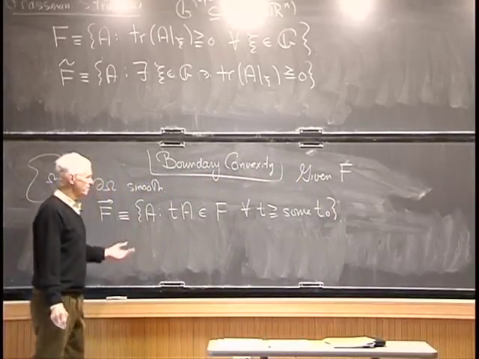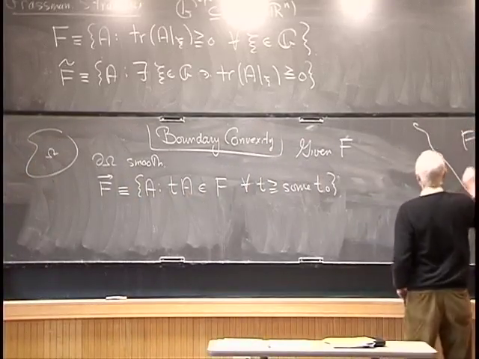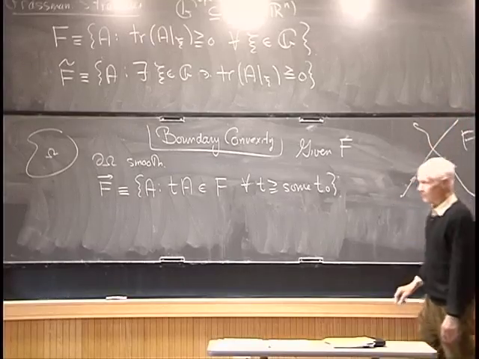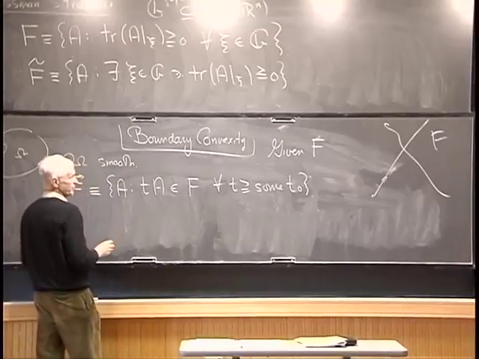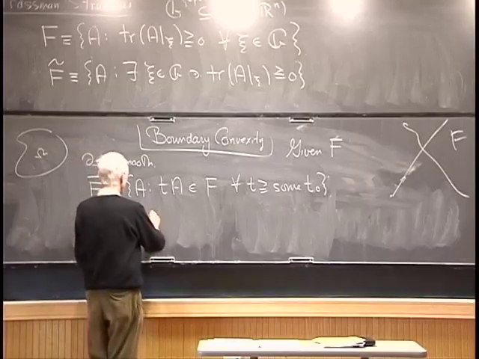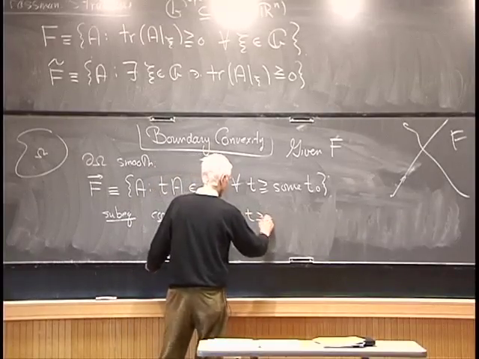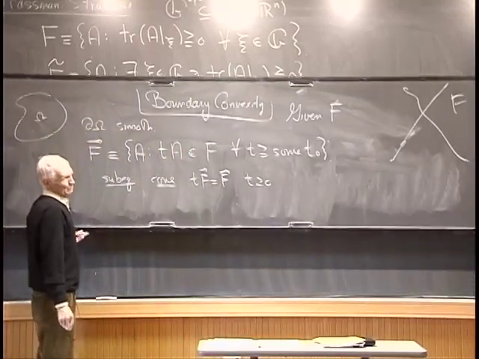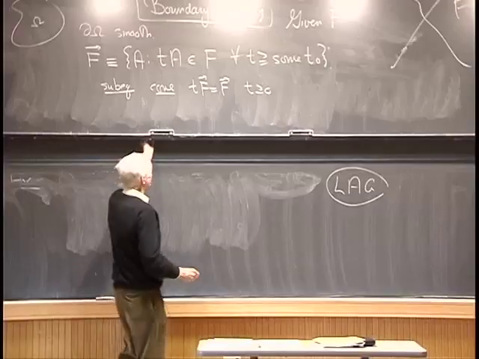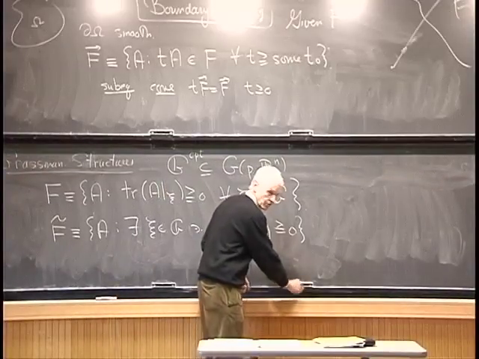Actually, you can take this cone from any base point. It doesn't have to be the origin, but I don't want to waste time. So you've got this set F out here somewhere, and you look at those A's which eventually lie in this subequation. This is called the asymptotic cone, a subequation that's associated. This is again a subequation, and it's a cone. It satisfies t F-arrow equals F-arrow for all t greater than or equal to 0. So it's a kind of simplification, like the tangent cone at infinity of your equation. And it's only the asymptotic cone that counts for boundary convexity.